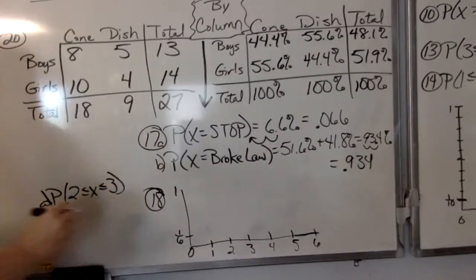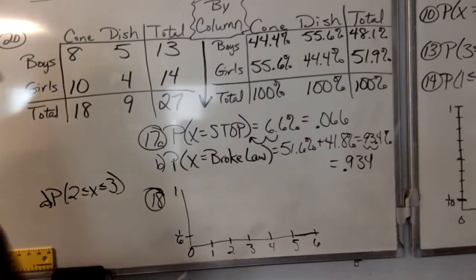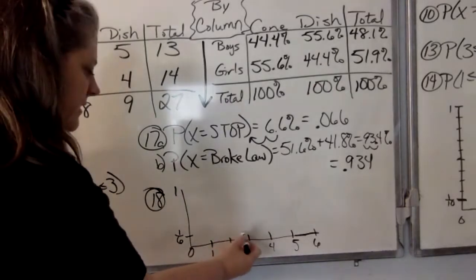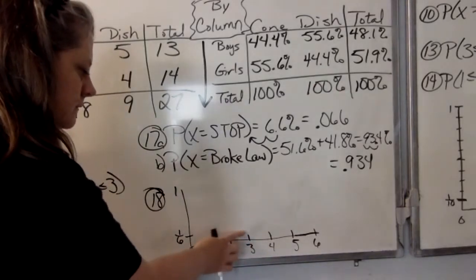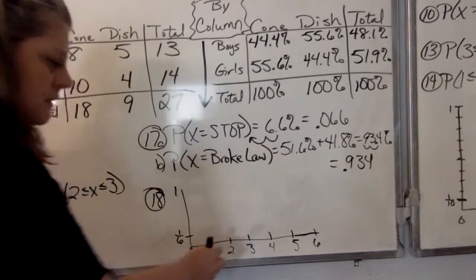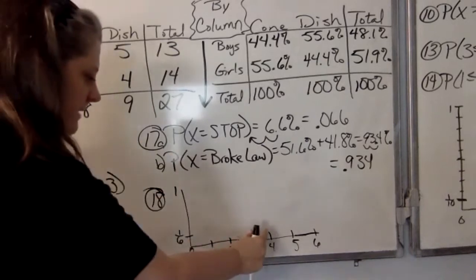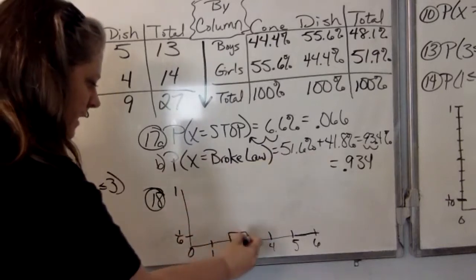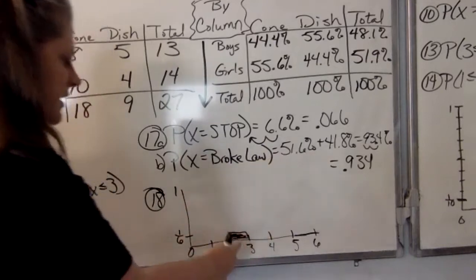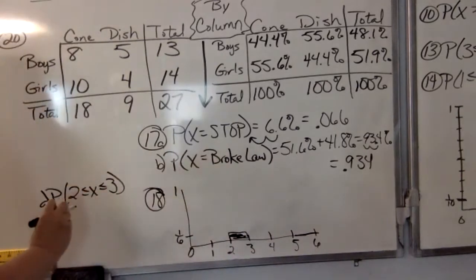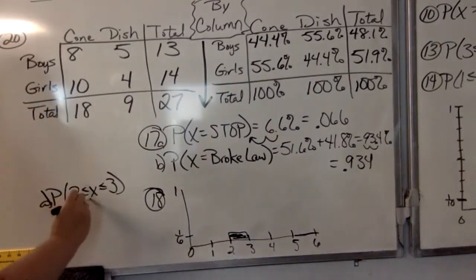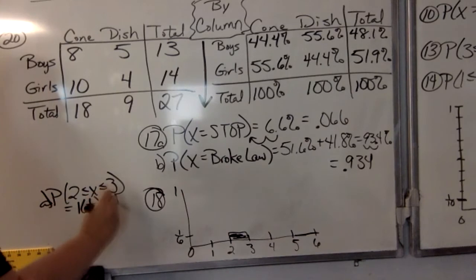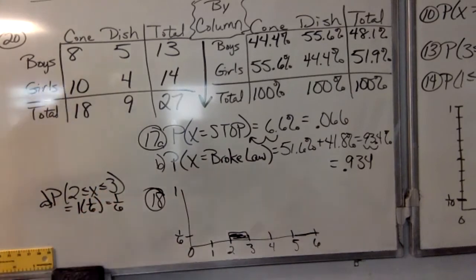Now for part A, it wanted the probability of it being between 2 and 3. So if it's between 2 and 3, how many sections is that? That would just be like what we did on 13. It would just be from here to here, right? So that's just one section. So I have 1 times 1/6. So my probability is 1/6.